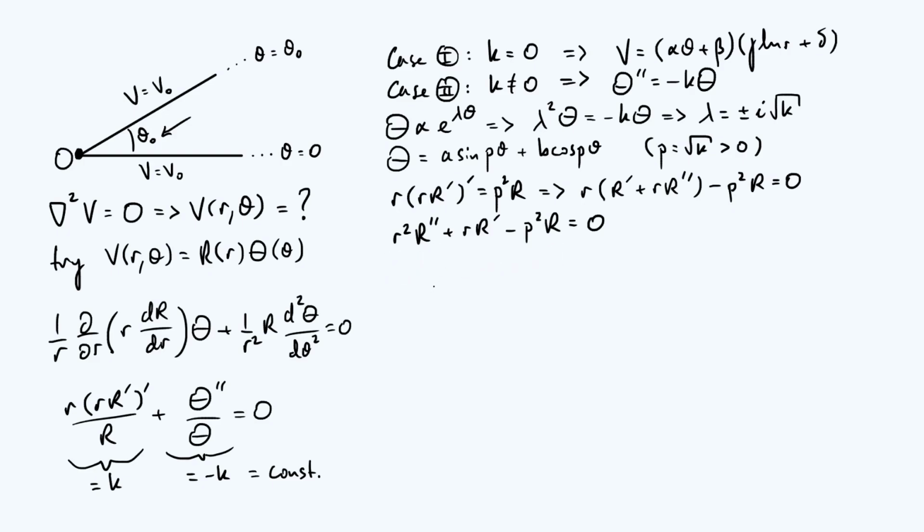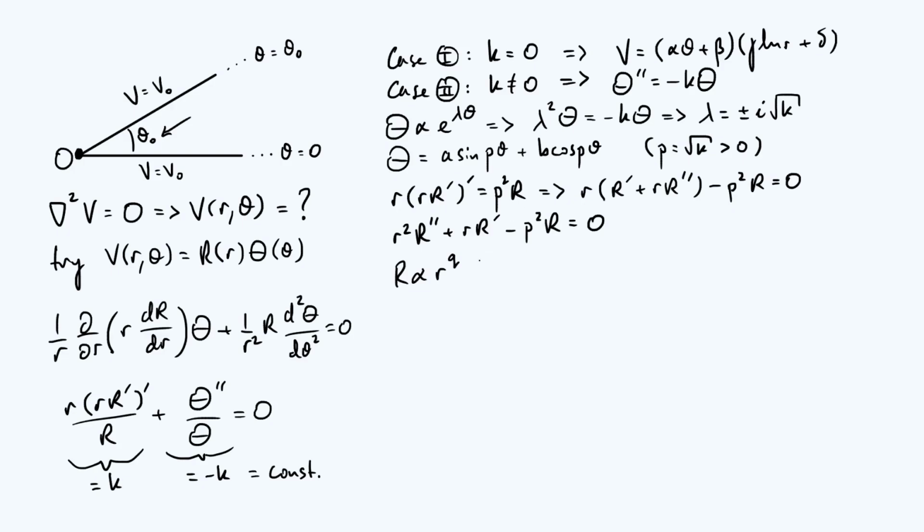That suggests a trial solution of the form R being just a power law. So big R is r to some other power, running out of letters. Let's go to q this time. The reason that works is because each time you differentiate it, you reduce this power by 1, but the derivatives in the differential equation are all multiplied by an appropriate power of r to make sure that all of those terms will be proportional to r to the q.